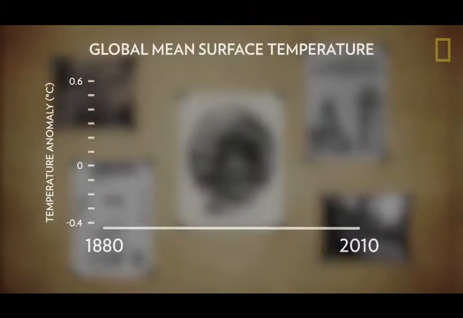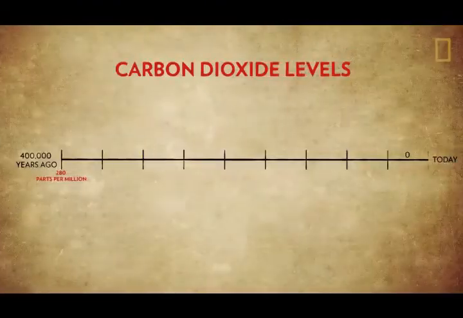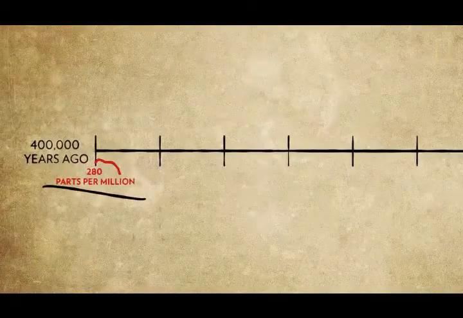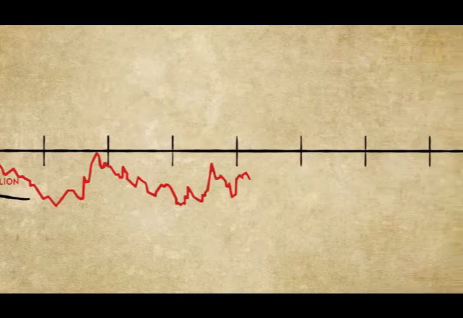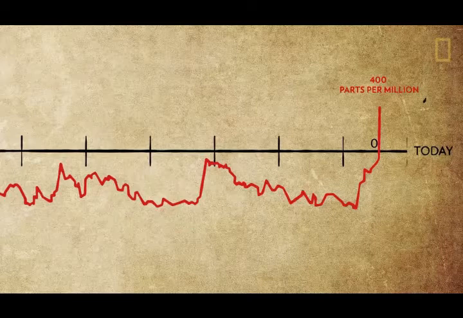The rapid increase in greenhouse gases in the atmosphere has warmed the planet at an alarming rate. While Earth's climate has fluctuated in the past, atmospheric carbon dioxide hasn't reached today's levels in hundreds of thousands of years.